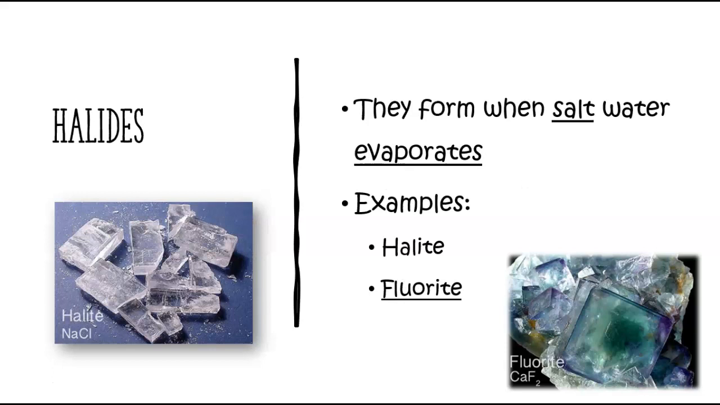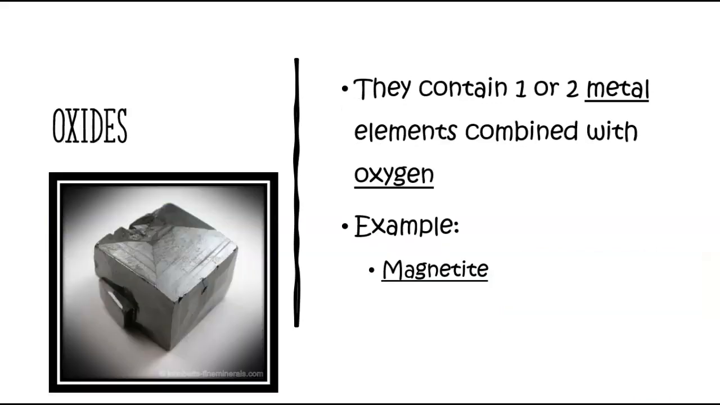We also have halides. Halides form when salt water evaporates. So you can imagine that for the most part, halides are pretty salty because essentially what's left behind is salt. Sometimes there are some other things left behind as well that mix in there and help to make the crystals. But halite and fluorite are examples of halides.